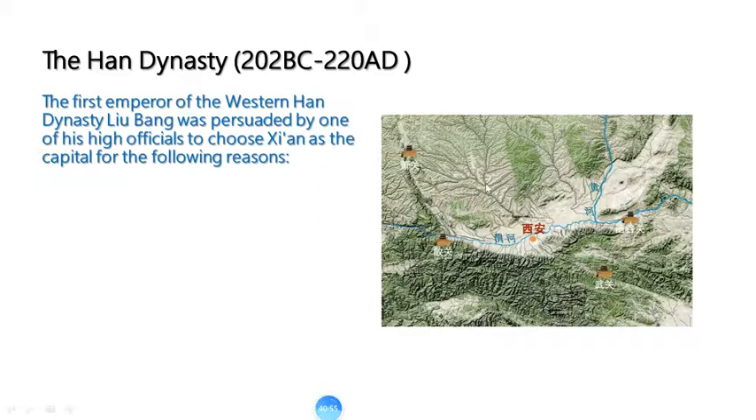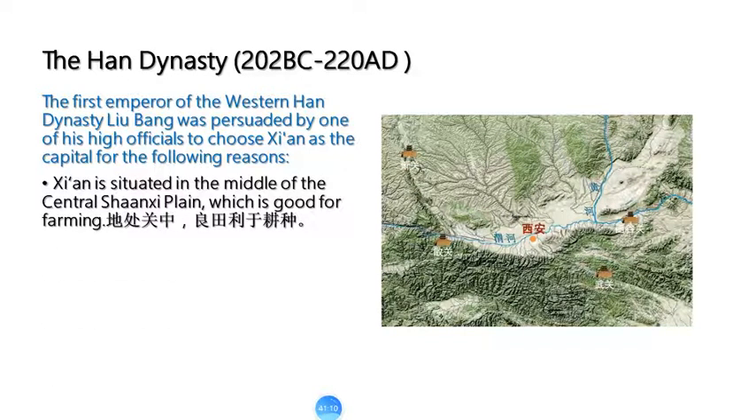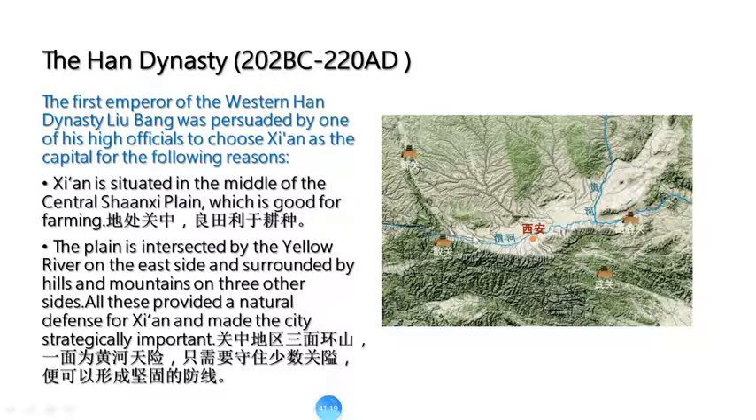The first emperor of the Western Han Dynasty, Liu Bang, was persuaded by one of his high officials to choose Xi'an as the capital for the following reasons. First one, Xi'an is situated in the middle of central Shaanxi Plain, which is good for farming and can provide enough food for its people. The plain is intersected by the Yellow River on the east side and surrounded by hills and mountains on three other sides. All this provided a natural defense for Xi'an and made the city strategically important.